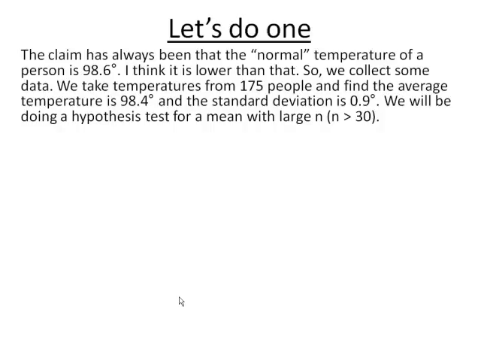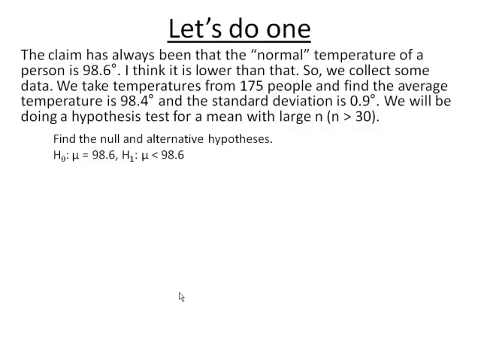So let's do one. The claim has always been that the normal temperature of a person is 98.6. We collect some data, find a sample mean, we find a standard deviation, we have a large n here, so we're going to do a hypothesis test for a large mean. Step 1, find the null and alternative hypotheses. So we've got the null is the mean equals 98.6, that assumption, the status quo. The alternative is the mean is actually less than 98.6.